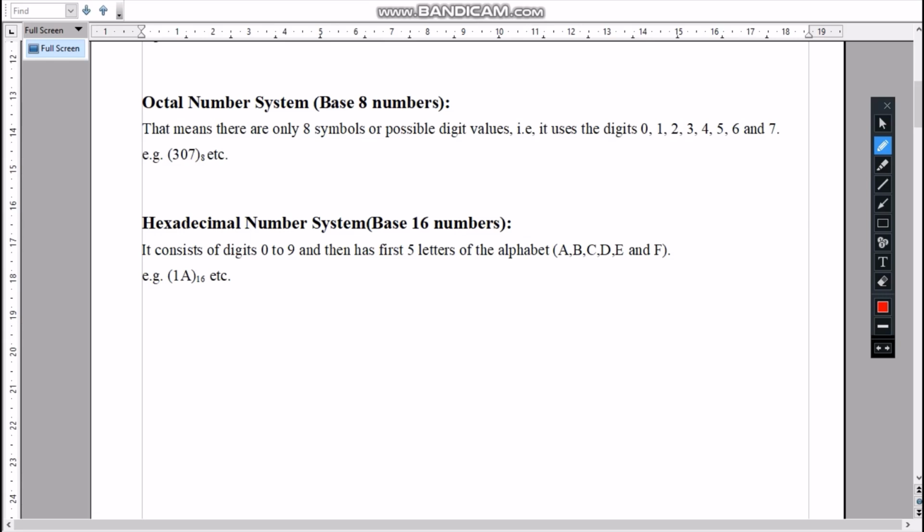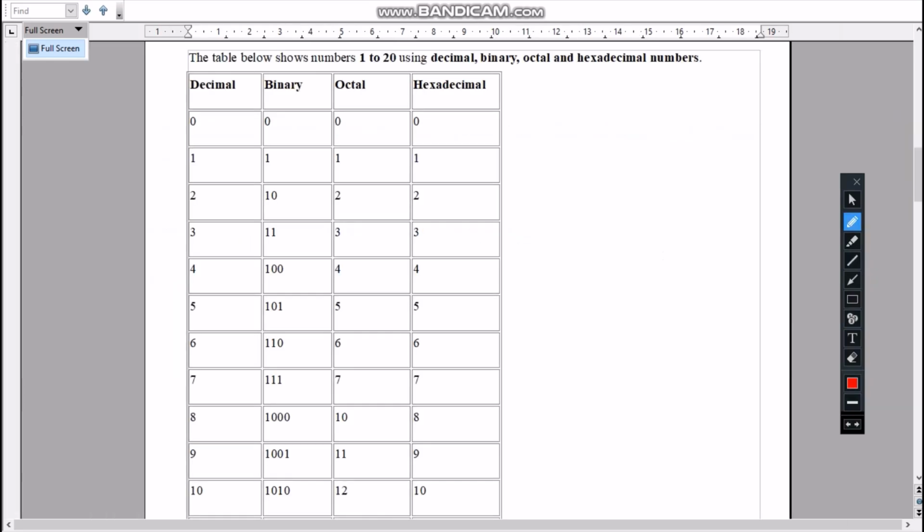Now the fourth type, the hexadecimal number system or base 16 numbers. It consists of digits 0 to 9 and then the first 5 letters of the alphabet, that is A, B, C, D, E and F. For example, 1A having base 16.